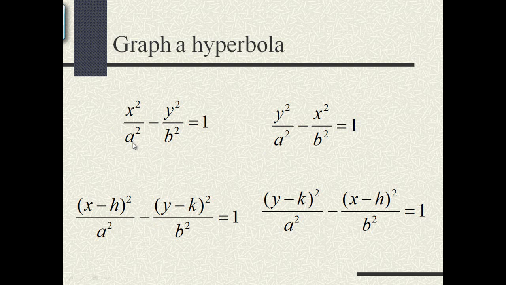But the problem is when a is associated with x, when x is the positive part, the transverse axis is on the x-axis or parallel to the x-axis. In this case, no, it's another kind of hyperbola, where the transverse axis lies on the y-axis or parallel to the y-axis. And this is exactly the same, except this is the hyperbola when the center is located at the point h, k. Okay?